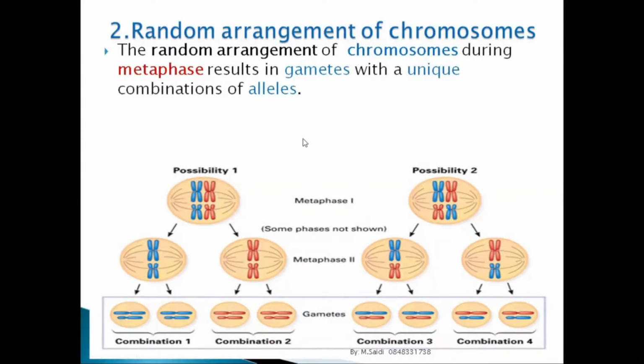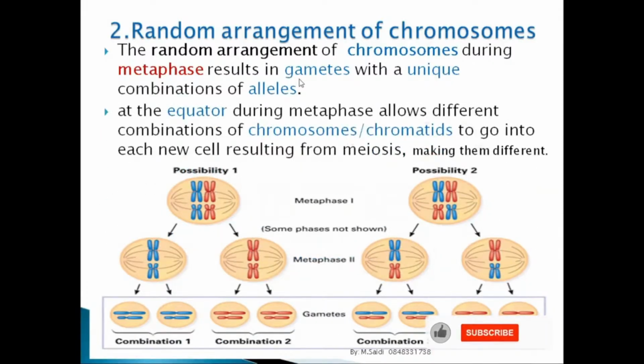So random arrangement of chromosomes during metaphase results in gametes with unique combinations of what? Of alleles. At the equator during metaphase, it allows different combinations of chromosomes or chromatids to go into each new cell, resulting in meiosis making them different.